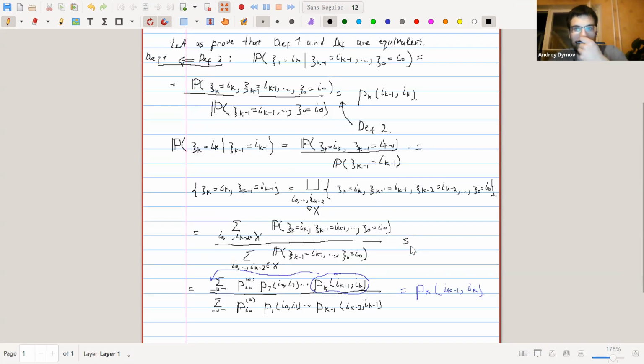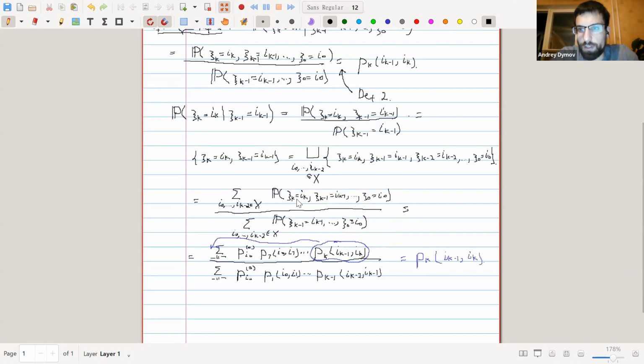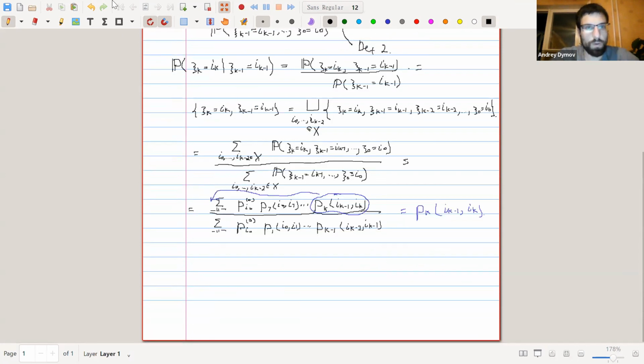The only thing that I skipped is that in definition one, we assume that something is non-zero in order to take the condition. But here, in fact, I implicitly assumed this because I had a denominator and I divided by it. So I will not pay attention to this. Any questions?